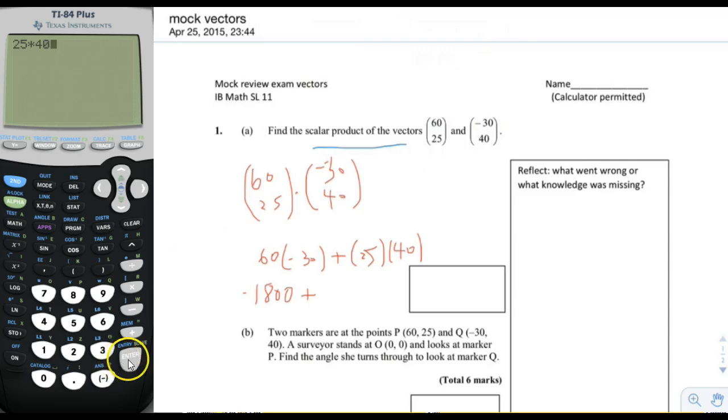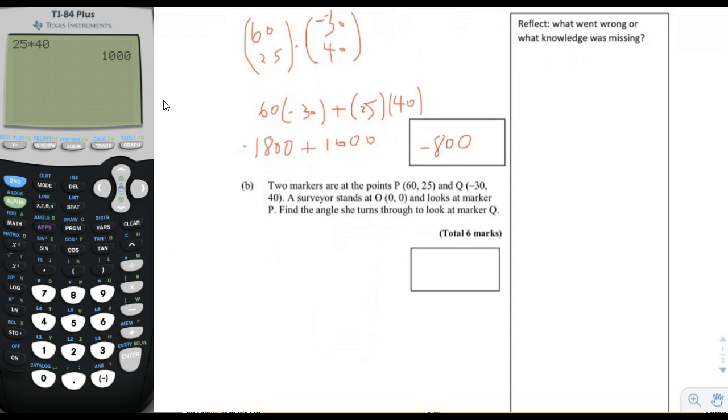I think you can figure it out without the calculator, but if you do use the calculator, you get 1,000. So you get 1,000 minus 1,800, so that would be equal to negative 800. Okay, that is the scalar product. Okay, let's go on to part B.